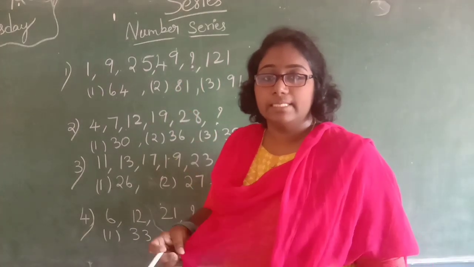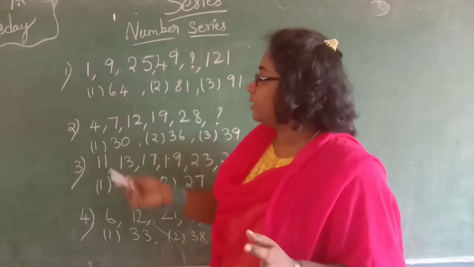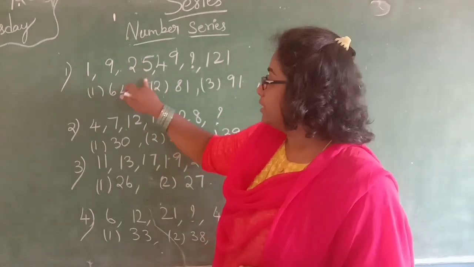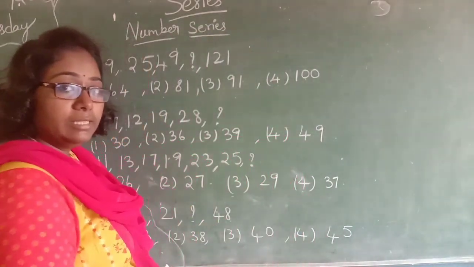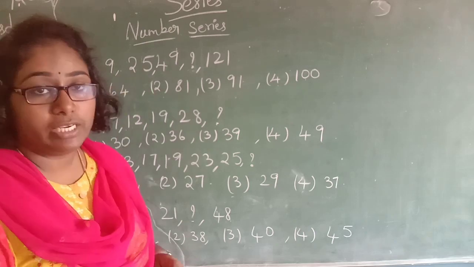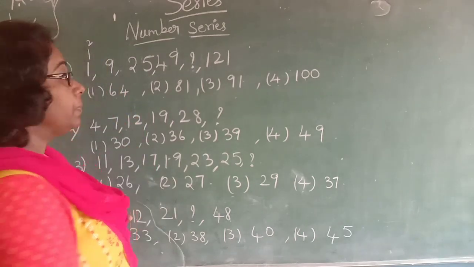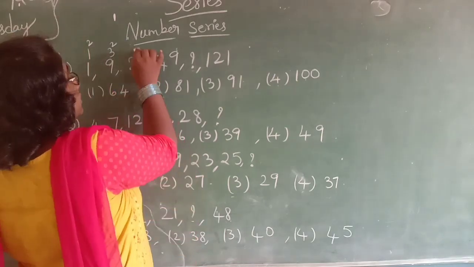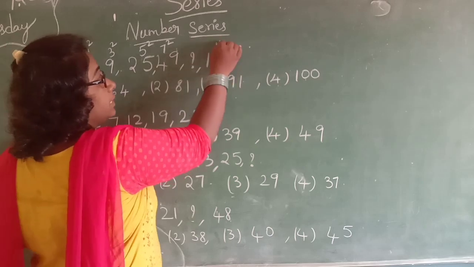For that, as I told you in the first video, we need to know a few types of series. That means there will be a continuation between the first number and the second number. So we need to know that here. Here we have 1, then 9, next 25, 49. First we can write this as 1 square. Next we can write this as 3 square. Next 25 as 5 square. Next 49 as 7 square. And 121 as 11 square.